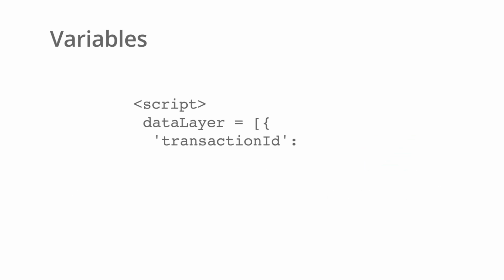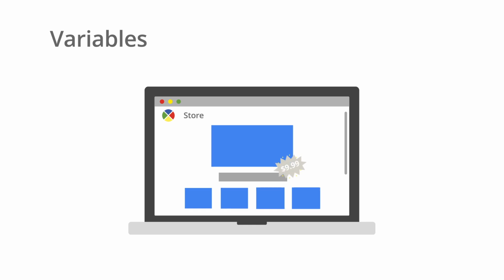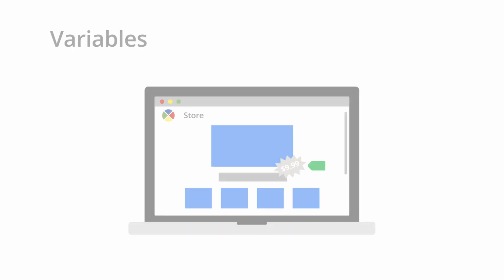Variables are usually employed to pass dynamic data to your tags. For instance, if you want to pass the value of an online purchase to a conversion tracking tag in Tag Manager, you will need to use a Tag Manager variable to pull this value from your site and make it available to your tag in Tag Manager.